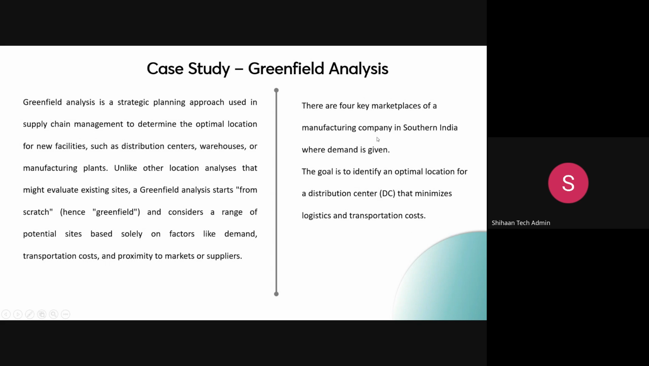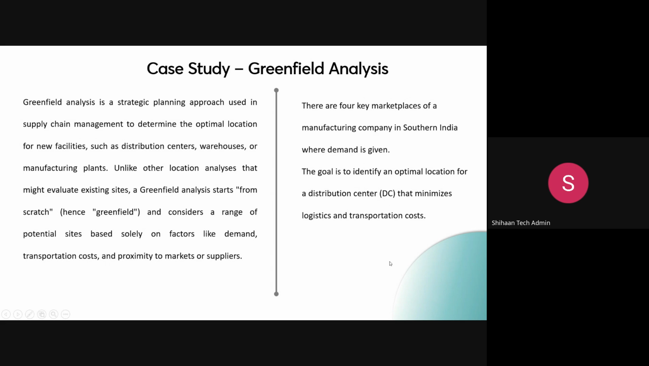So they want to set up a DC, basically a new facility, wherein they can easily transport goods to the four key marketplaces at the optimum transportation cost. The model should determine the distance between the DC location and the other locations in such a way that your transportation cost is the minimum. So that is what is meant by the optimal location.